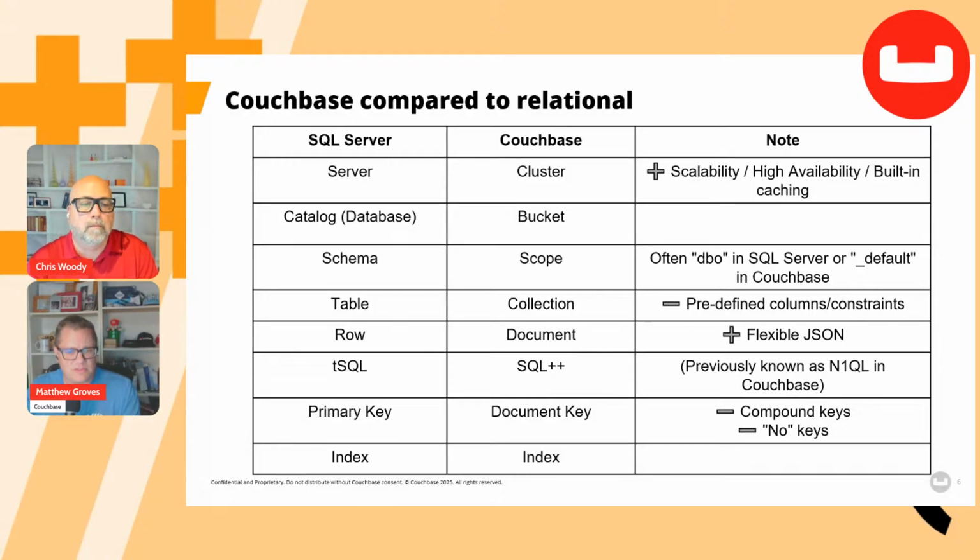But it's a good place to start to look at this table and say, okay, Couchbase is talking about a scope. What does that mean? Oh, it's kind of the same thing as a schema in SQL Server. It's like dbo in SQL Server or _default in Couchbase. Kind of the same concept going on there.